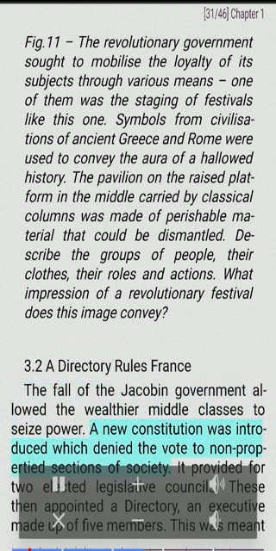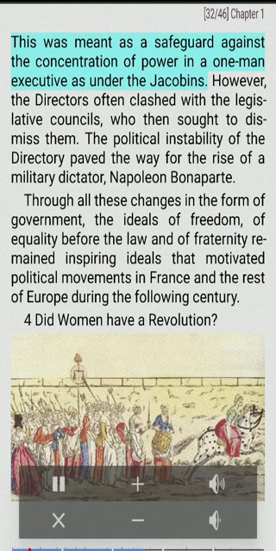3.2 A Directory rules France. The fall of the Jacobin government allowed the wealthier middle classes to seize power. A new constitution was introduced which denied the vote to non-propertied sections of society. It provided for 2 elected legislative councils. These then appointed a directory, an executive made up of 5 members. This was meant as a safeguard against the concentration of power in a one-man executive as under the Jacobins. However, the directors often clashed with the legislative councils, who then sought to dismiss them. The political instability of the directory paved the way for the rise of a military dictator, Napoleon Bonaparte.